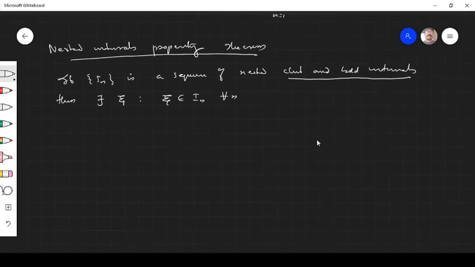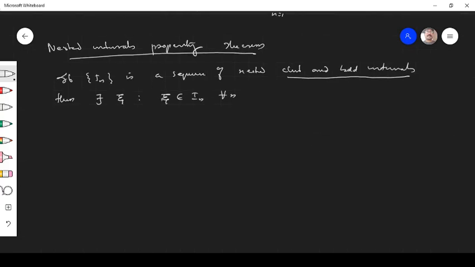Now we are going to prove the theorem. Let us take the proof of the theorem. It goes like this. Given I_n is a nested sequence of closed and bounded intervals, every I_n you can take as a closed and bounded interval [a, b]. That is, every x in I_n is such that a ≤ x ≤ b. And I1 contains I2 contains, etc.